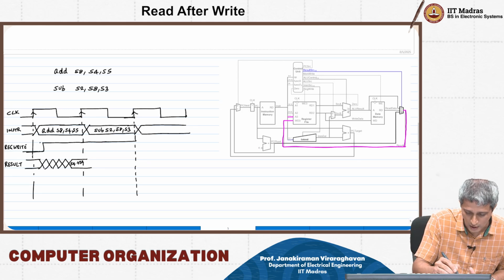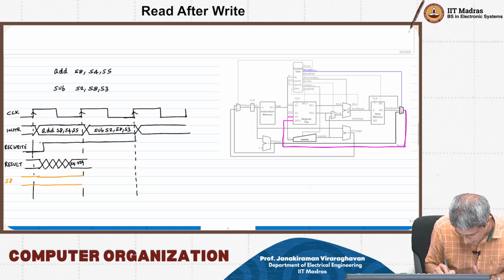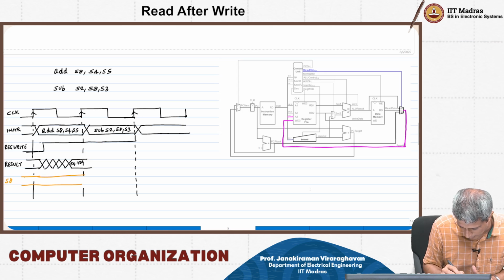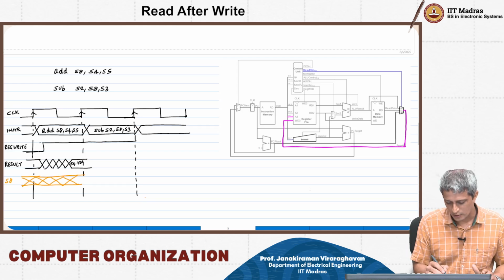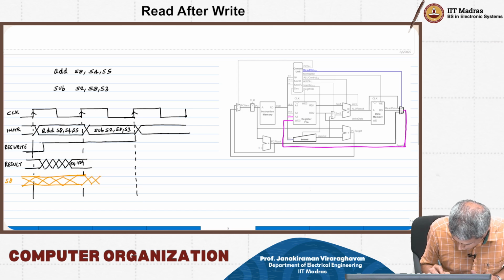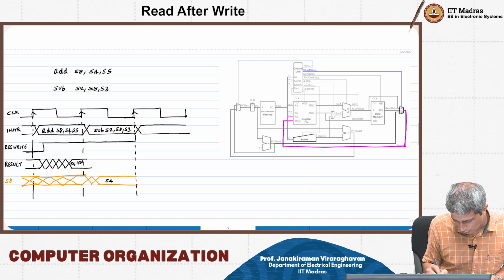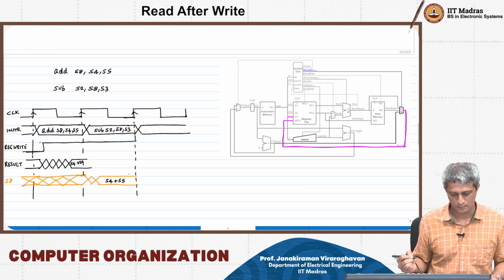Where my reg write has gone up and the clock is high here, if you look at the contents of the register S8 now, it will be unknown in this period. We have no idea. It will be unknown here because it's some value. After the next clock cycle, it will again take some time, and then it will get the actual value, which is S4 plus S5.